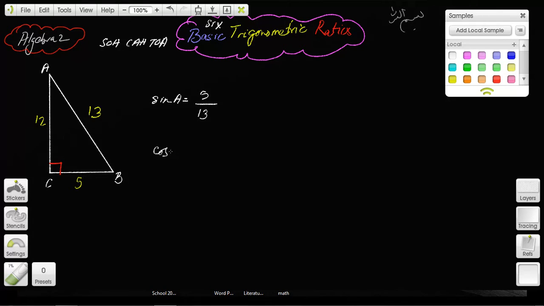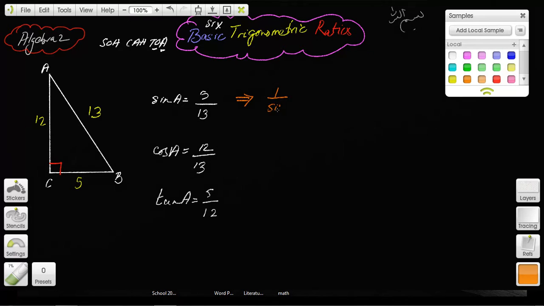And cosine of A is, if you recall, adjacent over hypotenuse, right? Okay, so cosine of A is going to be 12 over 13. And then tangent of A is TOA, opposite over adjacent, which is 5 over 12. Now from these we also get the other 3 related ratios.